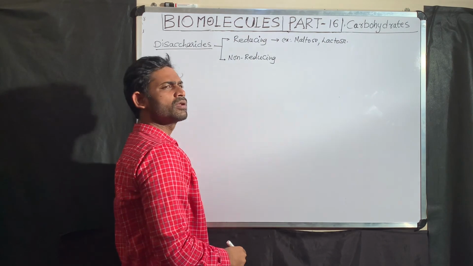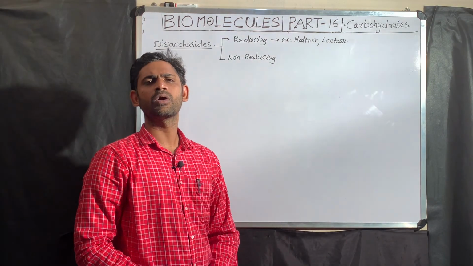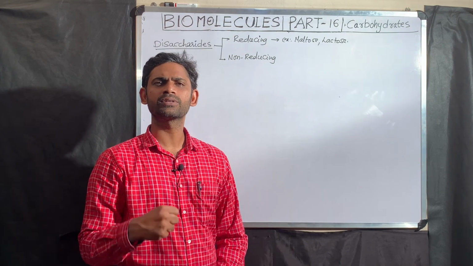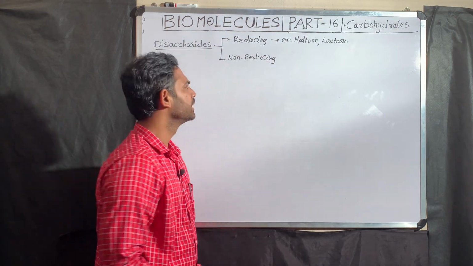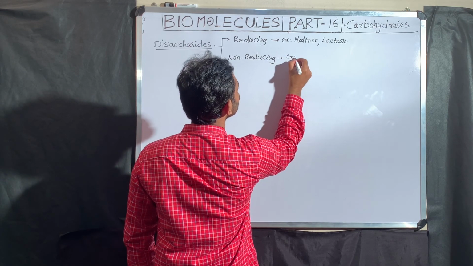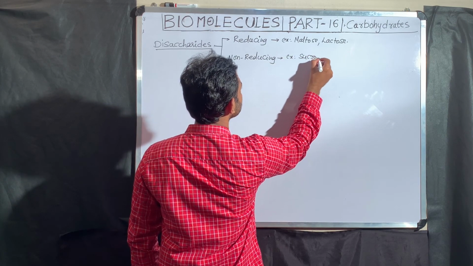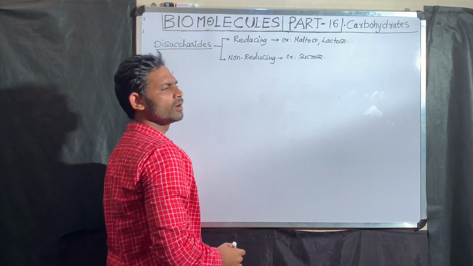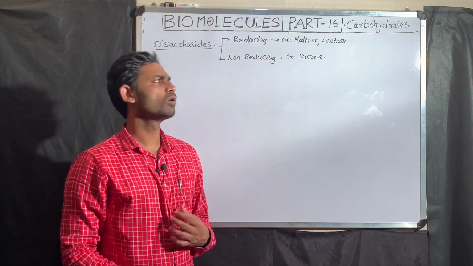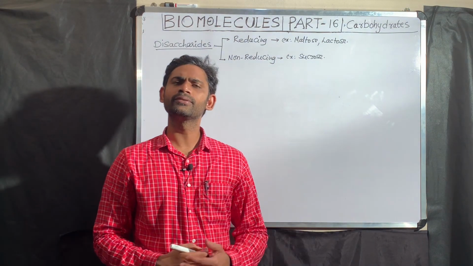Here comes the non-reducing. Non-reducing means what? Non-reactivity. That is because of the absence of the free functional group. An example of a non-reducing disaccharide is sucrose. So here what I said: reducing means reactive. So disaccharides are divided into reducing and non-reducing.